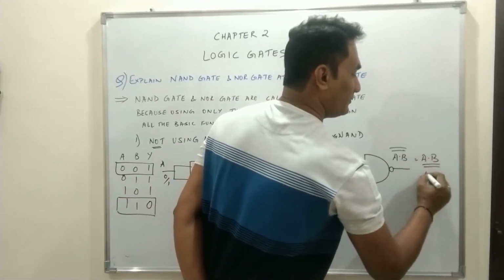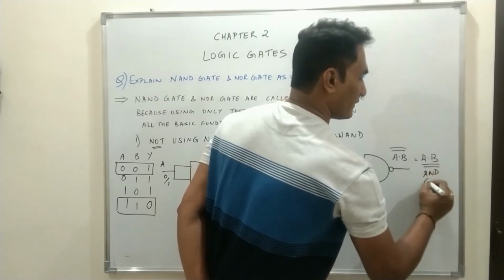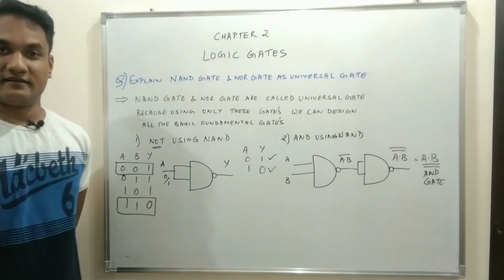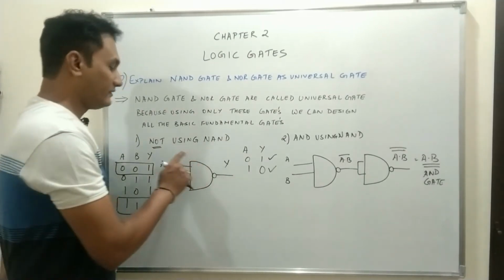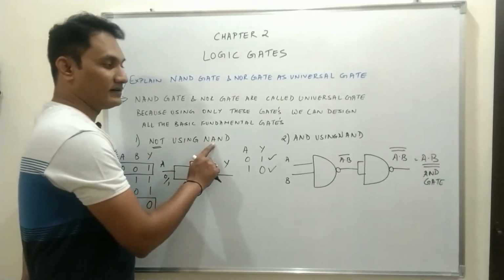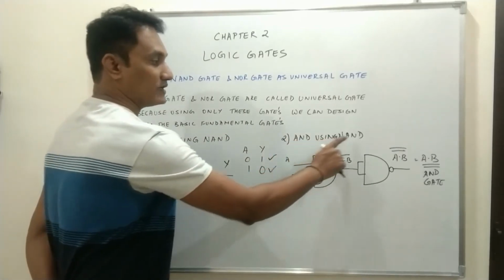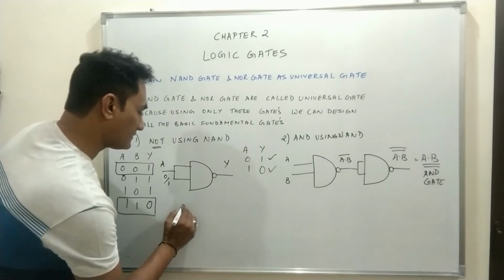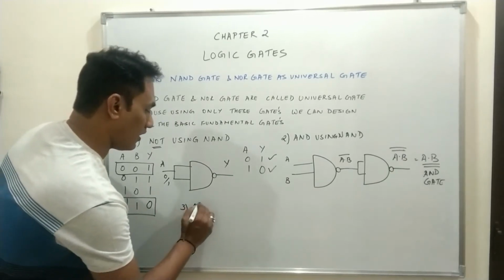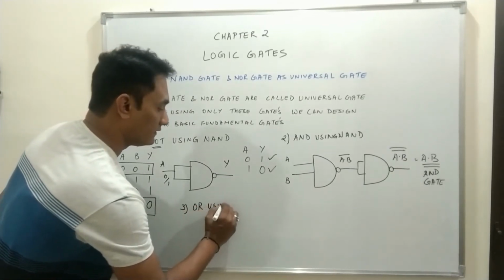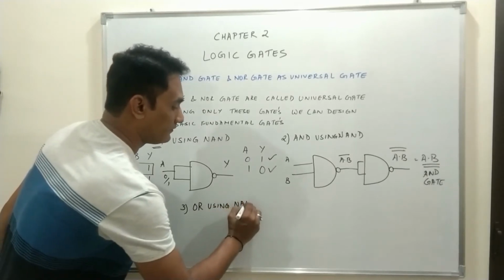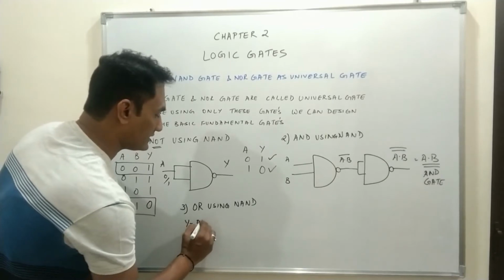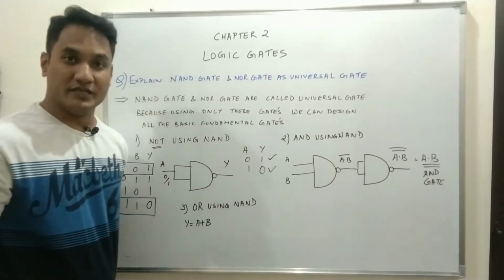And what is A dot B? It is AND gate. So we have designed NOT using NAND. Similarly, we have designed AND using NAND. Now the third one is OR using NAND. Now the equation which we have to get for OR is A plus B.